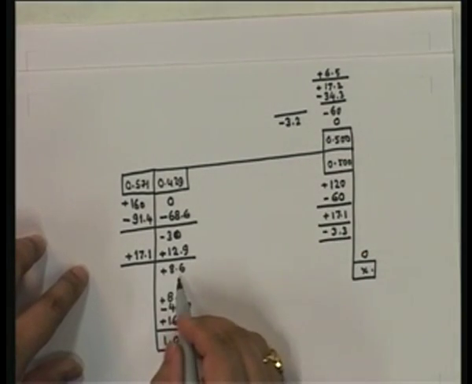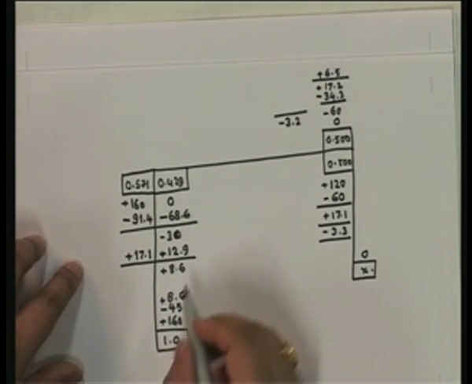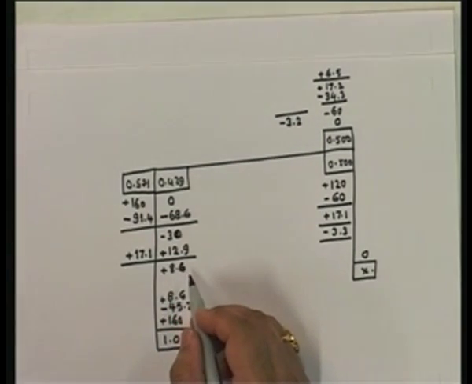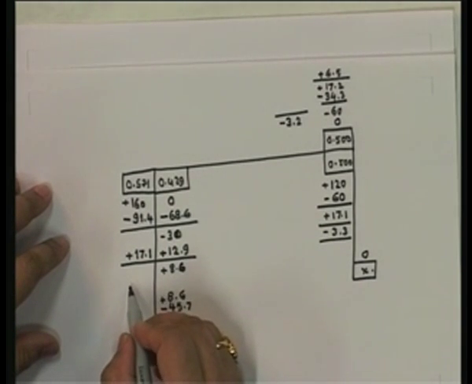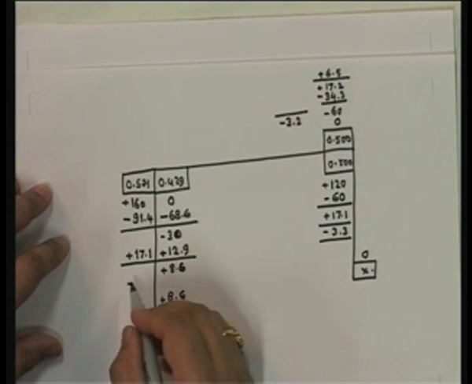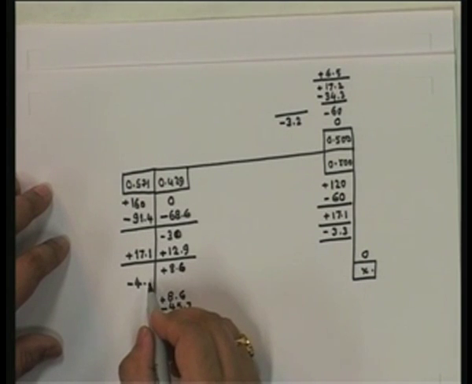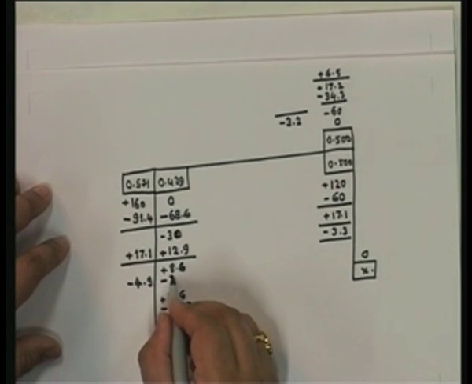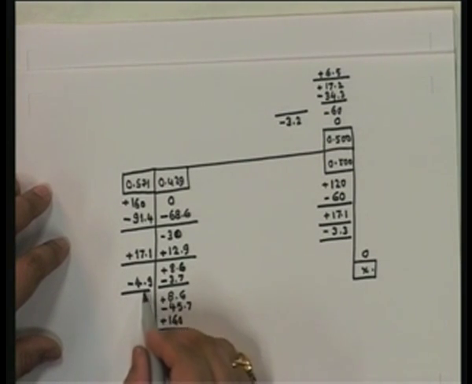Distribution done. Here plus 8.6. When we go 4 by 7, that becomes 34.4. So 34.4 becomes minus 4.9, and this becomes minus 3.7, block here, block here.